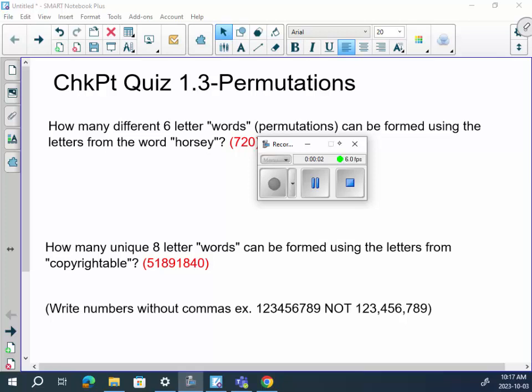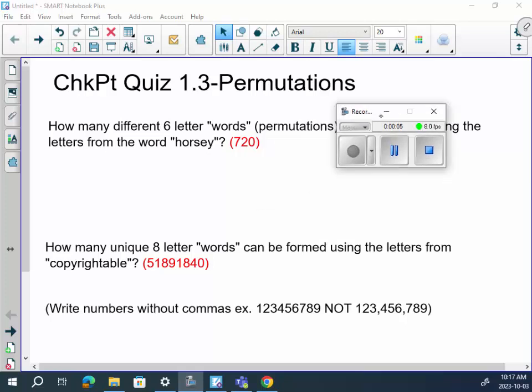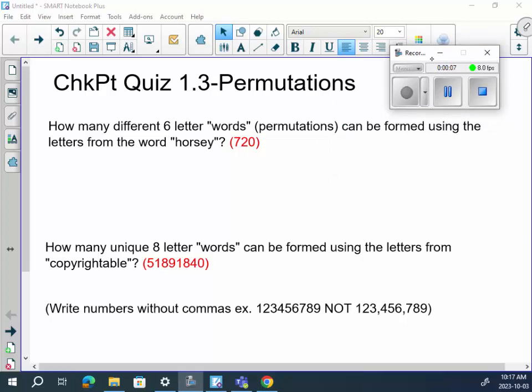Okay, welcome everybody. This is Mr. Allen. I'm going to run through the answers from one of the checkpoint quizzes, section 1.3 permutations. The questions obviously are somewhat random and the order might be random, but this is the order that I sort of made them up, kind of easiest to hardest, I would say.